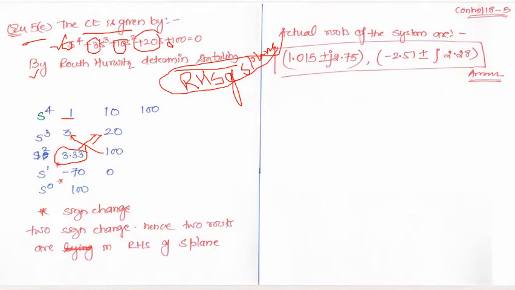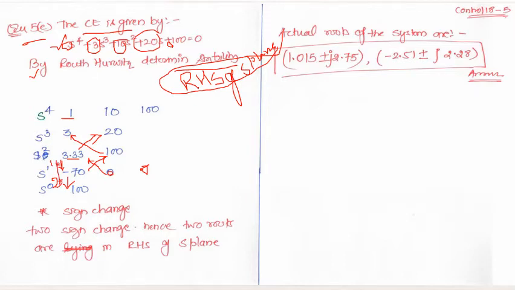If you do this calculation, you will find that this comes out to be minus 70. This will become 0, and again the cross multiplication: minus 70 into 100 minus 0 into this value, divided by minus 70, so this comes out to be 100. Now you can easily verify that there is a sign change when transiting from 3.33 to minus 70, and there is a sign change from minus 70 to 100. So there are basically two sign changes: one here, plus to minus, and the other minus to plus, here.